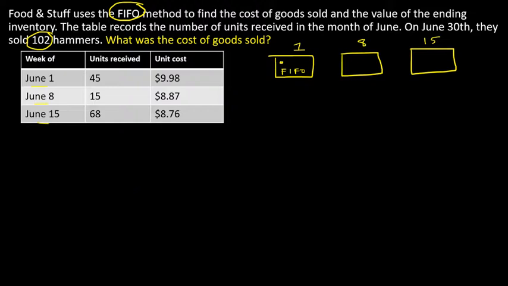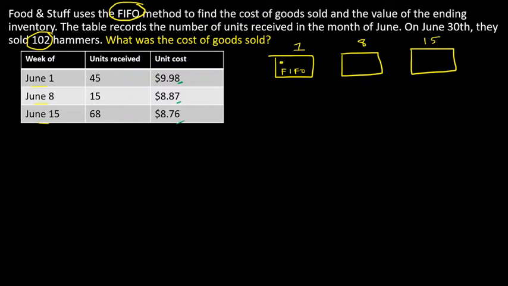Imagine it like this. Imagine that they have all of these items in full stock, okay? So they received 45 hammers on June 1st, 15 on the 8th, 68 on the 15th. Imagine that my June 1st box, my June 8th box, my June 15th box are all full, and that just some eccentric person walks in on the last day of June and says, hey, I want to buy 102 hammers. We need to figure out the cost of those 102 hammers, and that's going to be based on what date or what shipment they're from, because notice that the unit cost for each date is different, right? It's not significantly different, but it is different, and so that's going to affect our cost, okay?